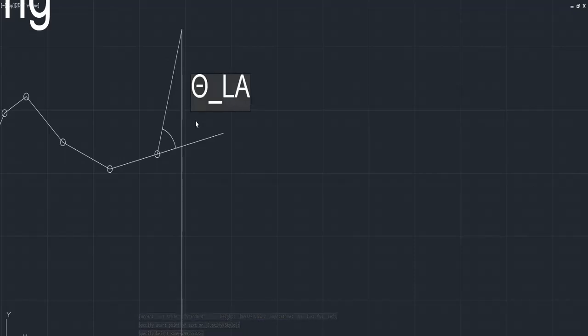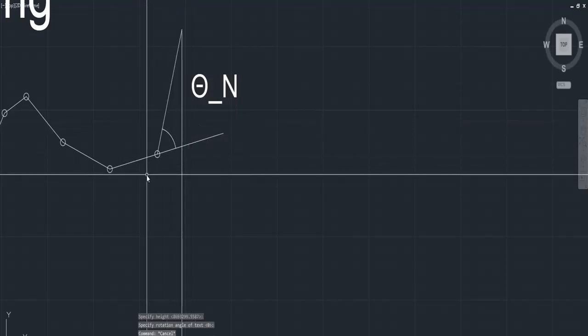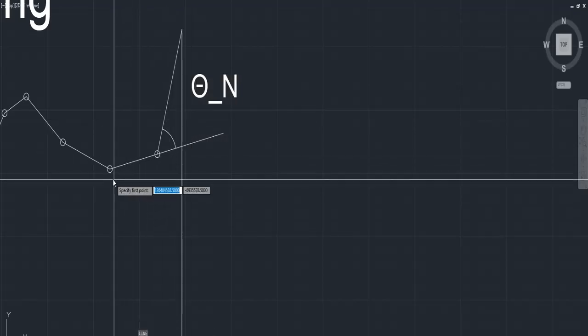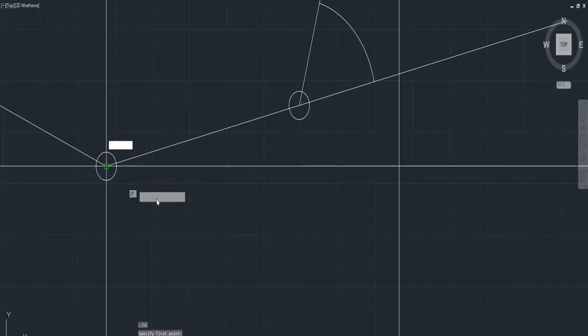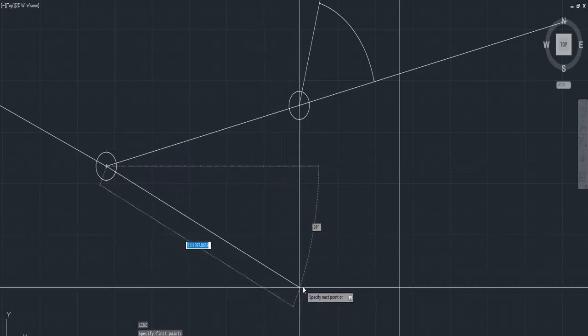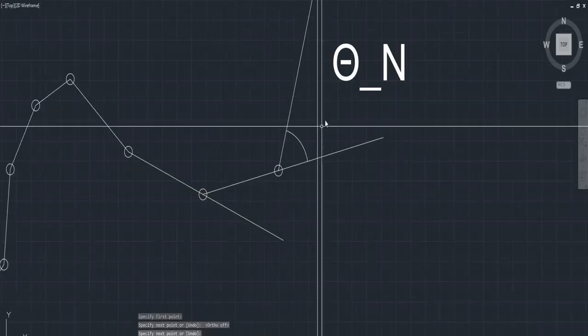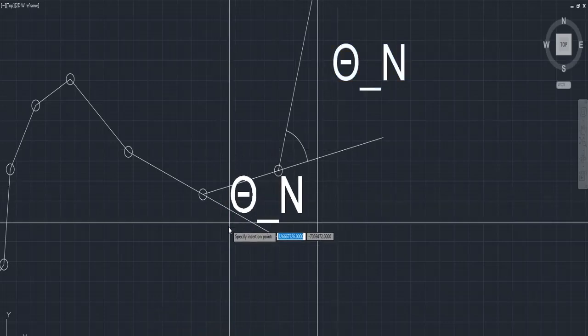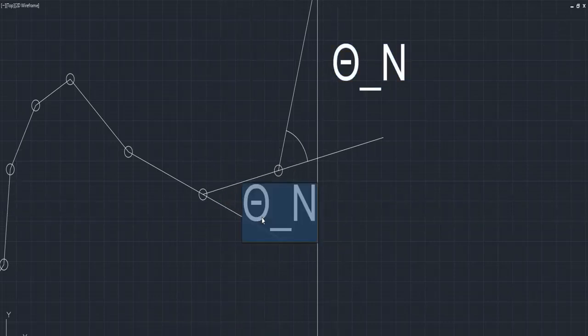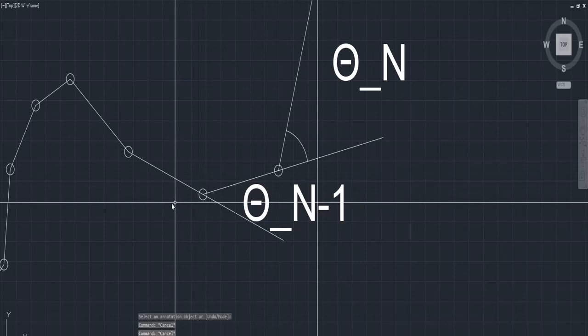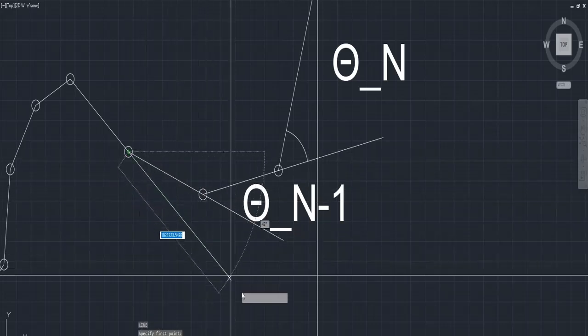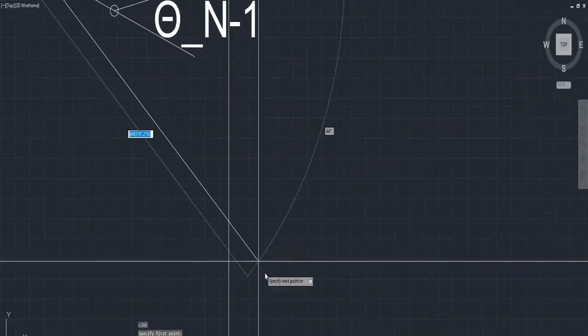Here, after finding these angles as theta 1, theta 2, suppose this one is theta last, theta n, and the next one is theta n minus 1. Say here, if we have to calculate the rotation necessary, that is theta n minus 1, and in this way we will calculate the efforts necessary to straighten the whole multi-caliper object.